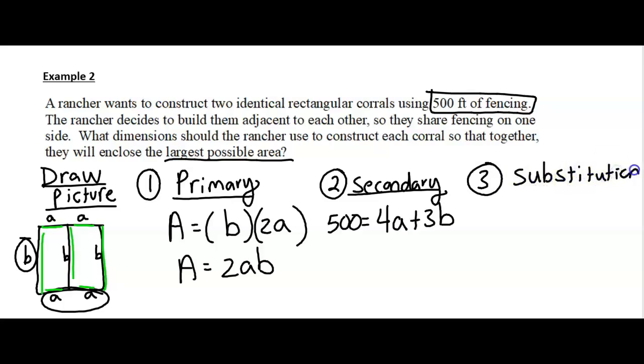So we start with our secondary equation, which is 500 equals 4A plus 3B. And what we want to do is we want to get one of the variables by itself. Oh, I wrote that wrong. It's supposed to be 3B, not 3A. We want to get one of the variables by itself. Now, it doesn't really matter which one you get by itself. So let's just say that we want to get A by itself. So the first thing I would do is subtract 3B on both sides. And then I would divide both sides by 4.